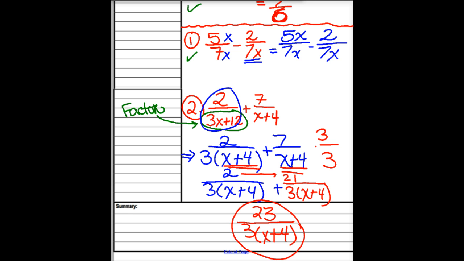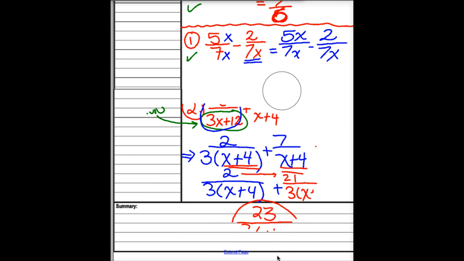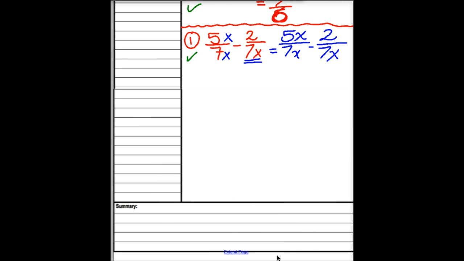And I'm done because nothing else simplifies. And you can just leave it like that. You don't need to distribute this 3 in. It's not necessary. We actually like to see it in all of its factors. So those are the first two. Again, I'm going really slow here because this section tends to be quite difficult.